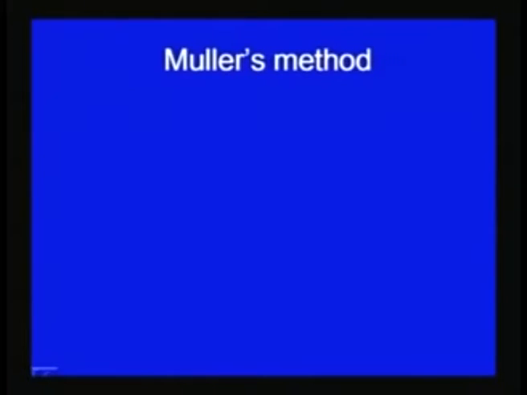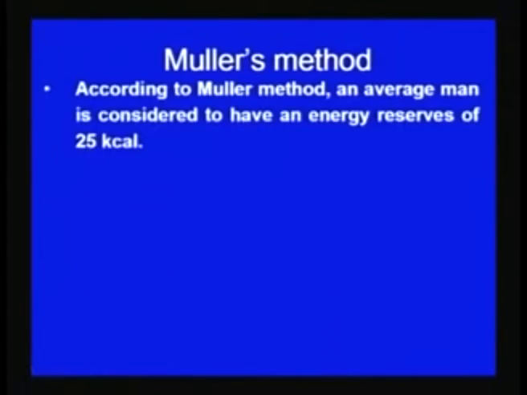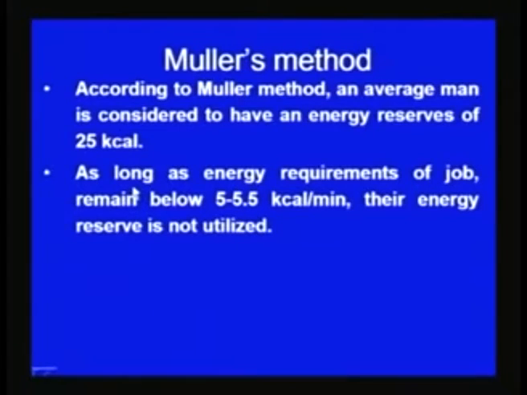Muller's method is another method which is used to calculate the rest period and to find out how work can be organized effectively so that the worker can continue to do the job without excessive use of the body and a need of unnecessary rest. According to the Muller method, an average man is considered to have energy reserves of 25 kilocalorie, and these energy reserves are not used until the energy consumption of the work goes beyond a certain limit.